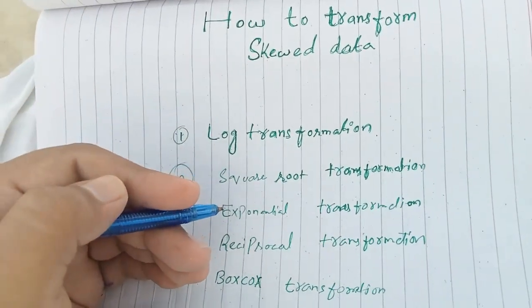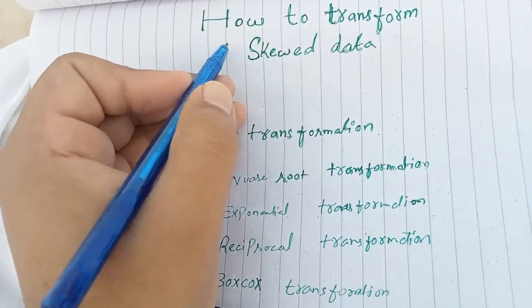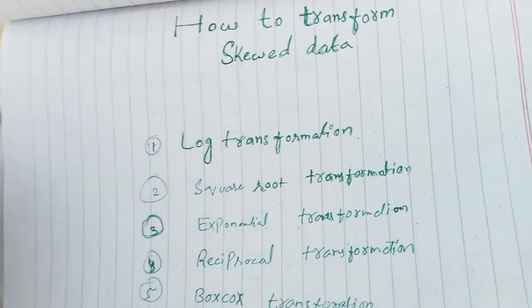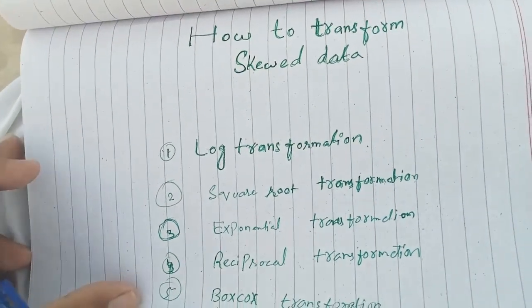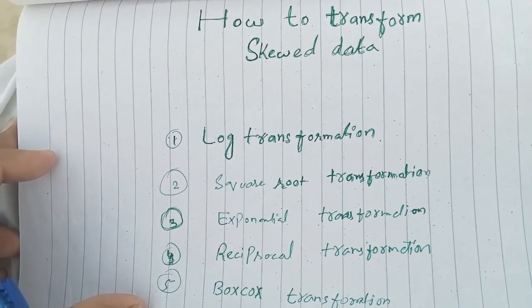So these are the techniques that we can use to transform the skewed data into the Gaussian, or I can say the normal distribution.